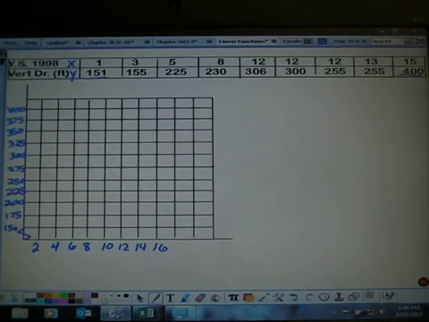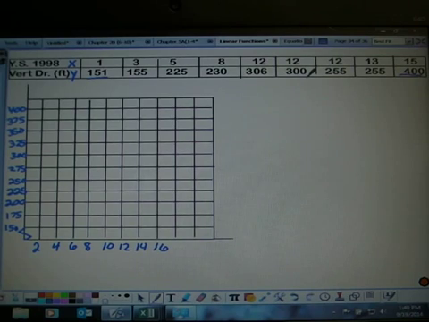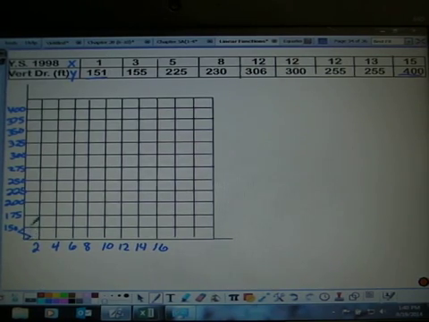Still making the scatter plot, we're going to take all these numbers up here and graph them on the graph. So 151, we go over to 1, up to 151. And you're going to be close with some of these, you're going to be off a little bit. 3, 155, over to 3, up to 155, so it's a little bit higher there. 2, 225, 5, 225, be right here. 8, 230. 12, 306.